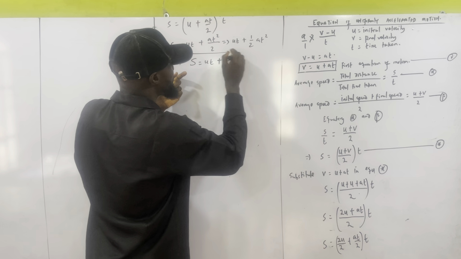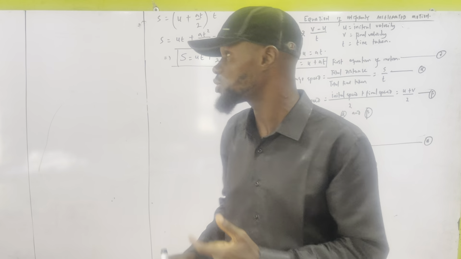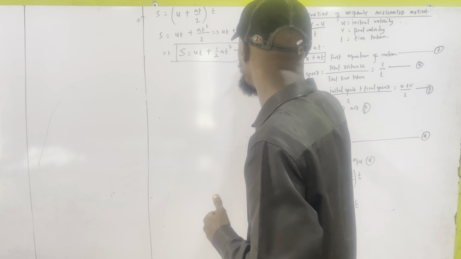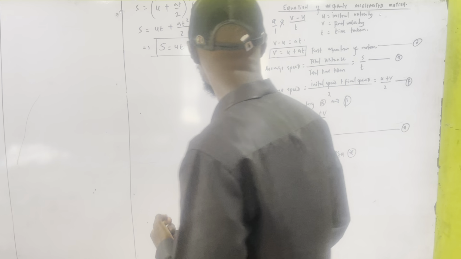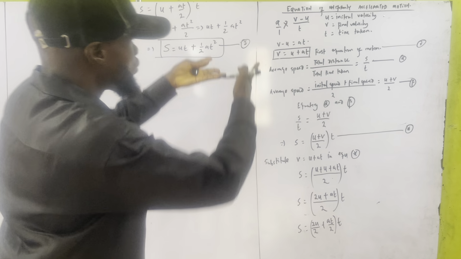This is the one we commonly refer to as the second equation of motion. The second equation of motion, I can label it as number 2. Now, what would have happened if I have squared equation 1? So we want to square equation 1.